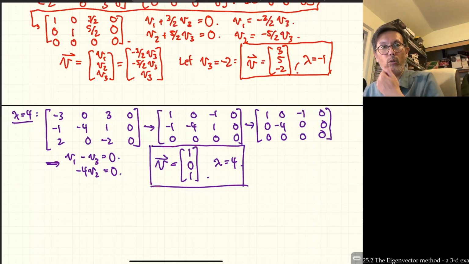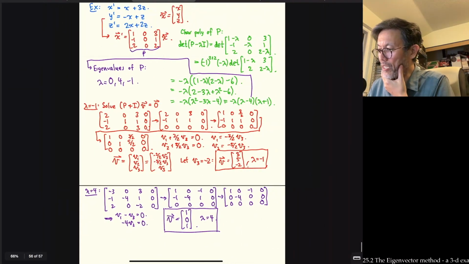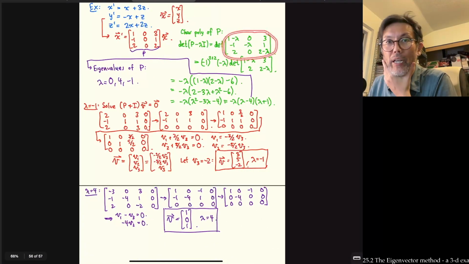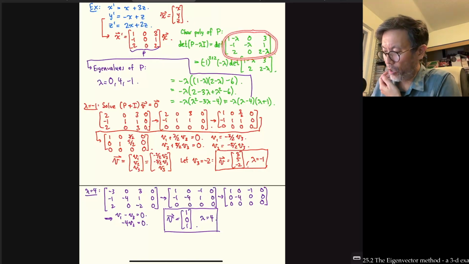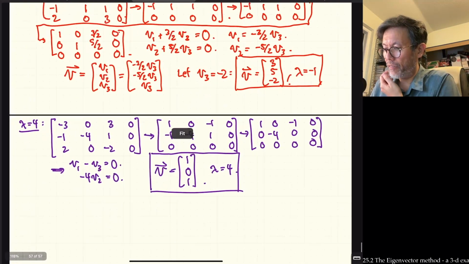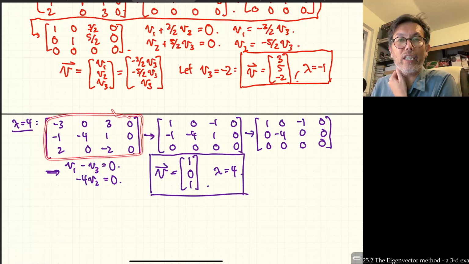Let me walk you through how I did it. So lambda's 4 here. So what I'm going to be doing is plugging in 4 into this matrix here for lambda. And so if I do that, I think I did it right. I get this matrix here. And this is not optional. You should get the same thing.